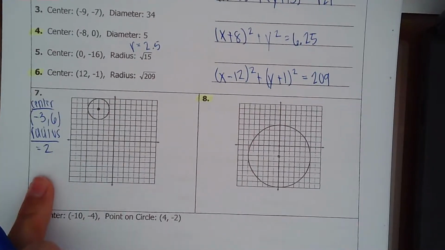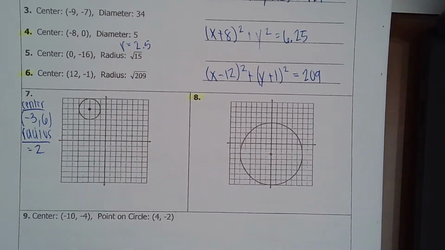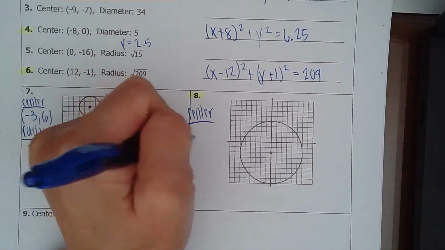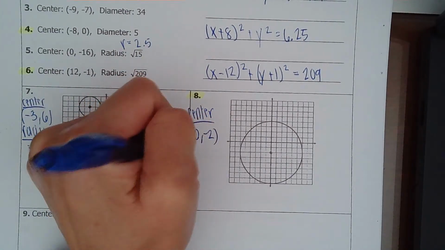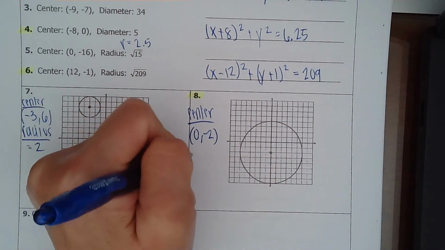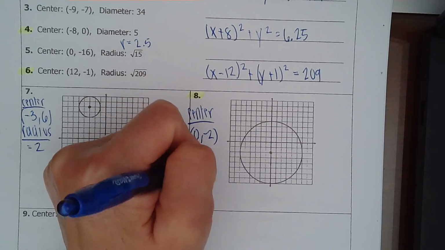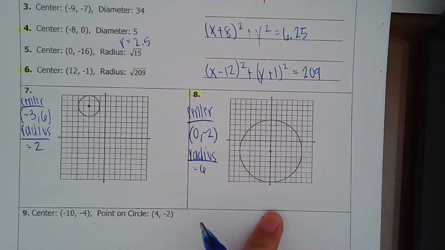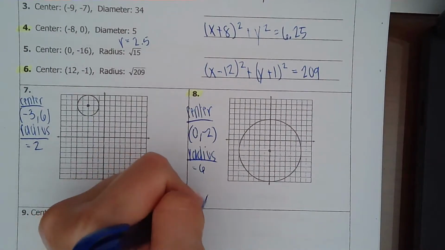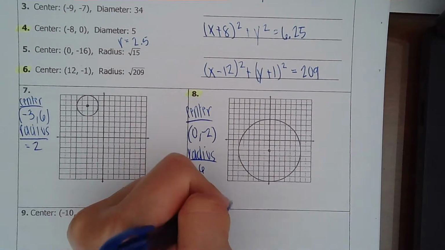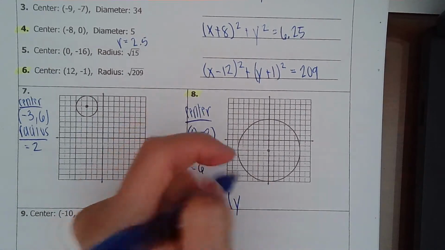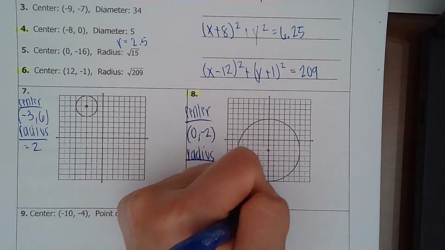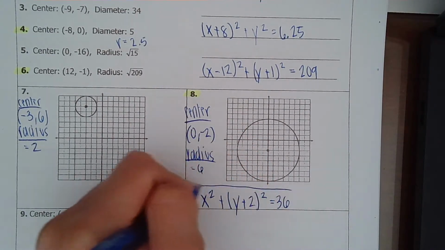Whoops, I'm doing the wrong one here. All right, so back over here, my center is (0, -2), and my radius, as I count over, is equal to 6. So I'm going to plug that in. It's 0, so I'm simply going to write x squared plus (y + 2) squared equals my radius squared, which is 36.